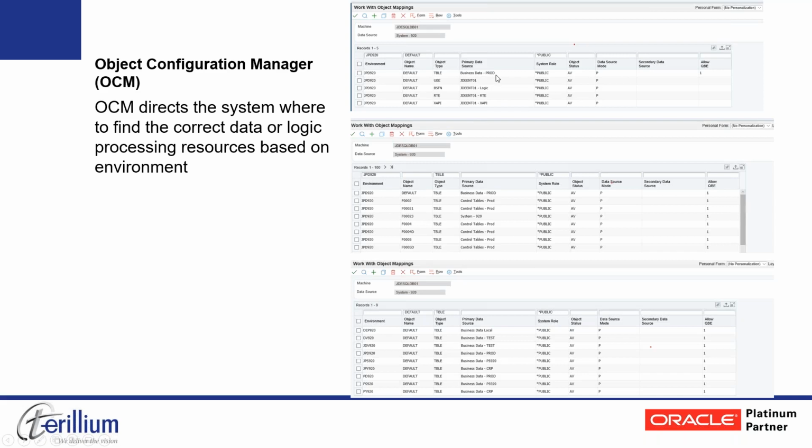Where are we finding our default tables? Where are we running our UBEs? And where are we running our business functions? If we look at the same thing for production, but just for the tables, you can see that, again, for the default, it's the business data prod, but for these different tables, it's showing you different data sources to go to.